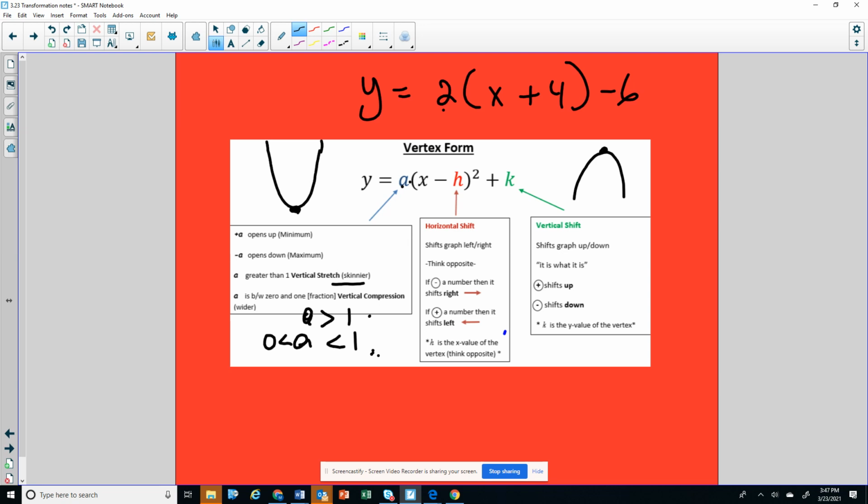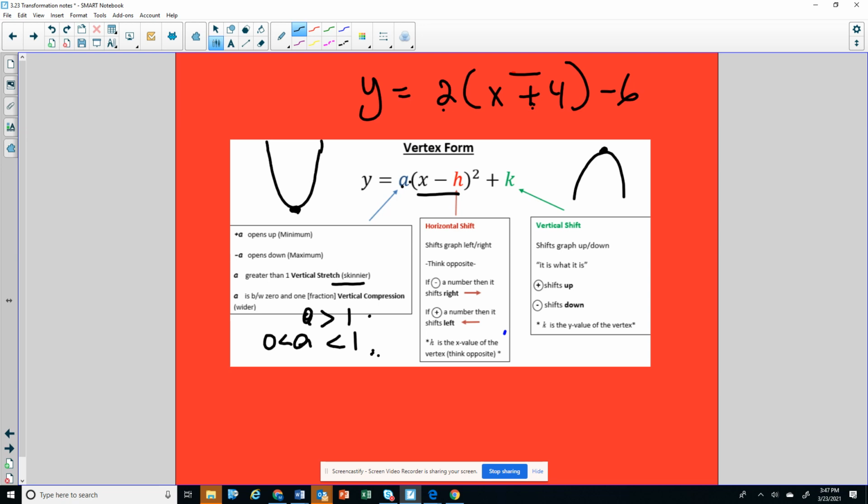And then this expression right here, the x minus h, tells you if the graph goes to the right or left. In this case, if this is a positive 4, therefore the graph got shifted to the left. If it's a negative, then you know the graph got shifted to the right. So make sure you understand that.